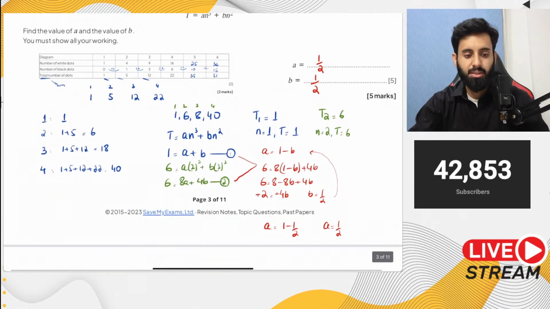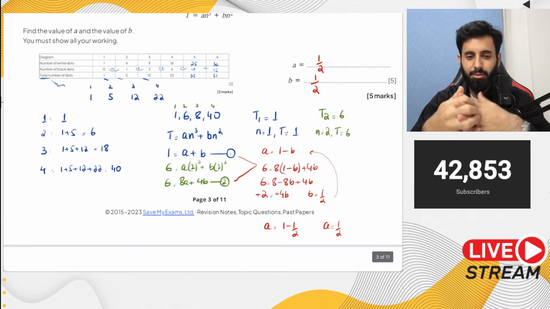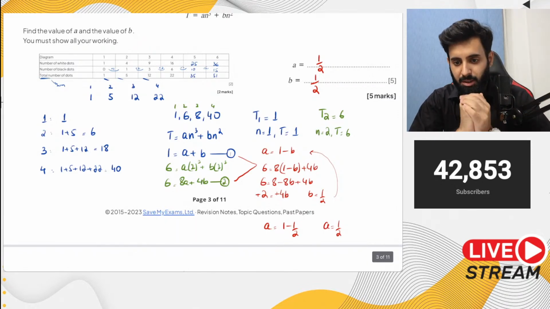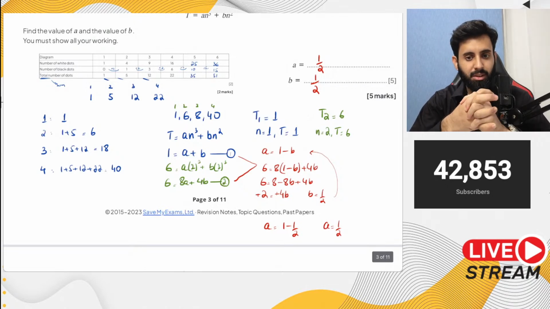So there you go. This is the best way: since you already know what part of the equation looks like and you only have to find out the coefficients of n cube and n square, I wouldn't suggest that you use the formula that we normally use for a cubic sequence. And by the way, if you're not aware of what a cubic sequence is, then I would strongly suggest that you watch the video that I posted yesterday.